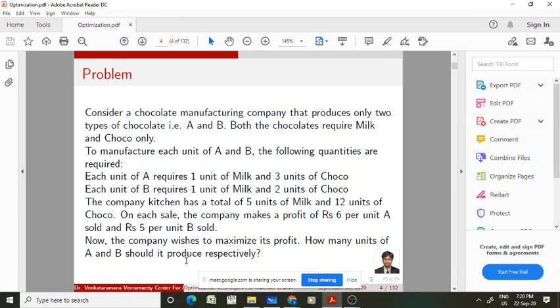So finally the problem is, how many units of A and how many units of B does the company have to manufacture so that they will achieve the maximum profit. So it is the example for the optimization problem.